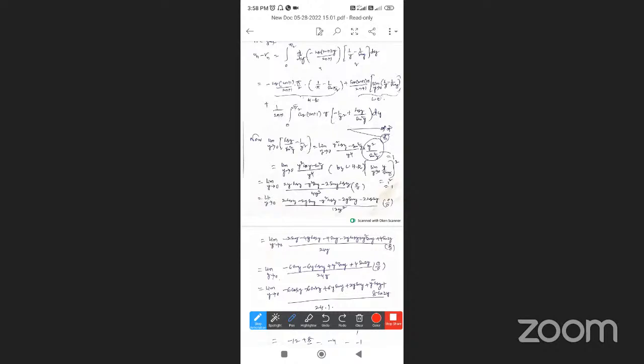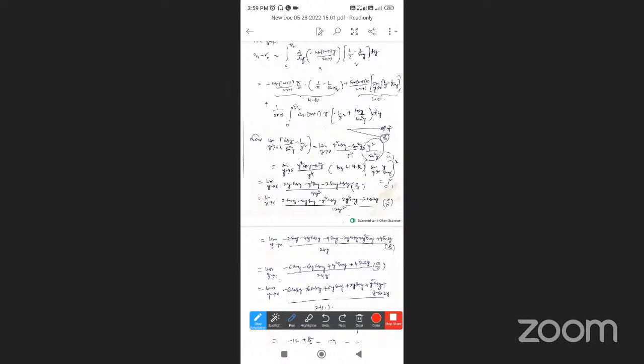Limit as y tends to 0 of (y^2 cos y minus sin^2 y)/y^4. Apply L'Hospital: numerator derivative is 2y cos y minus y^2 sin y minus 2 sin y cos y, over 4y^3. It is 0/0 form, so again differentiate the numerator: 2 cos y minus 2y sin y minus y^2 cos y minus 2y sin y minus 2 cos 2y, since 2 sin y cos y is sin 2y, over 12y^2. Again 0/0 form.